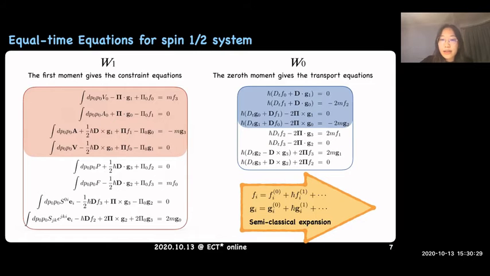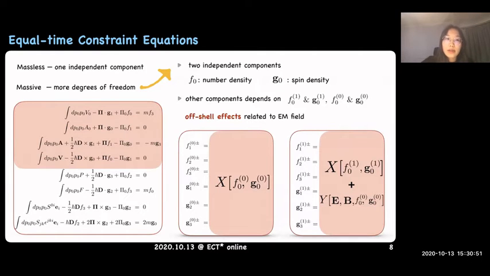And then in order to separate the classical transfer phenomenon from the quantum phenomenon, it is necessary to perform the semi-classical expansion with respect to the equal time component and also the 16 constraint equations and 16 transport equations. So the constraint equations would reduce the independent degrees of freedom. For a massless system, there is only one independent component, that is the number density, and for a massive system, there are more, actually 4, 1 for the number density and 3 for the spin density.